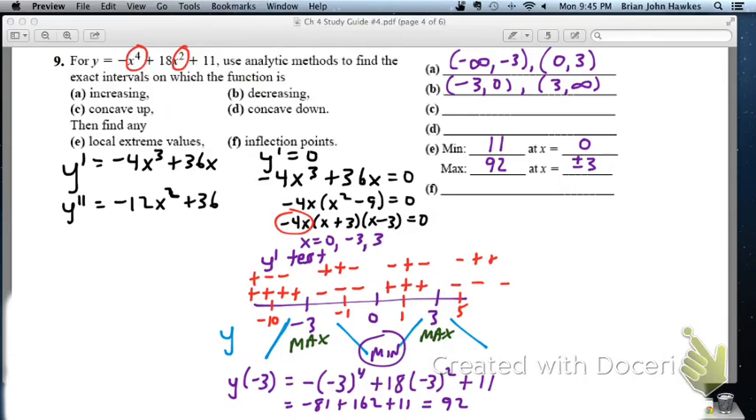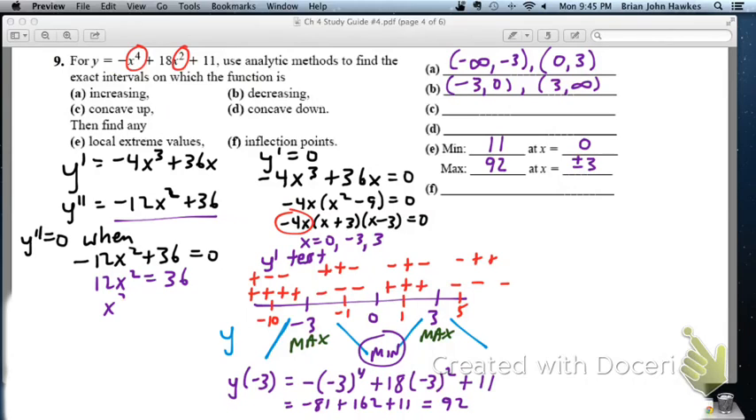Okay, so then, if we want to figure out the rest, the concave up and down and inflection points, we need the second derivative, and we already did that part, but set the second derivative equal to 0. So y double prime is equal to 0 when negative 12x squared plus 36 is equal to 0. Where's that going to happen? Well, that's when 12x squared is equal to 36. In other words, when x squared is equal to 36 divided by 12, which is 3. So when x is equal to plus or minus radical 3.